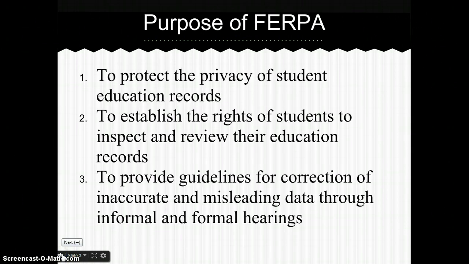The purpose of FERPA, like we talked about, was to protect the privacy of student education rights. It was also to establish the rights of students to inspect and review their education records so that if they had a problem with something that had happened in the past, they could go back and make sure that it was accurate. And that kind of leads into the third step there, which is to provide guidelines for correction of inaccurate and misleading data through informal and formal hearings, so that if something got skewed along the way, there are certain steps that you can go back through to correct some mistakes that may have changed what you actually came up with.